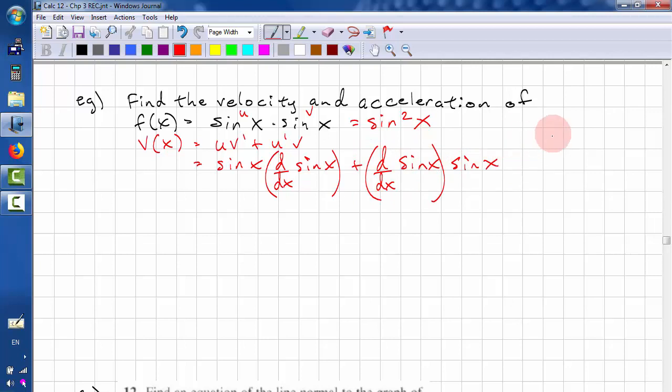We can't use Lagrange's notation for this, so let's put that down. Can't do sine x prime. It looks like sine x to the power of 1. So this notation is to be avoided. And we just figured out the derivative of sine x, that's cos x.